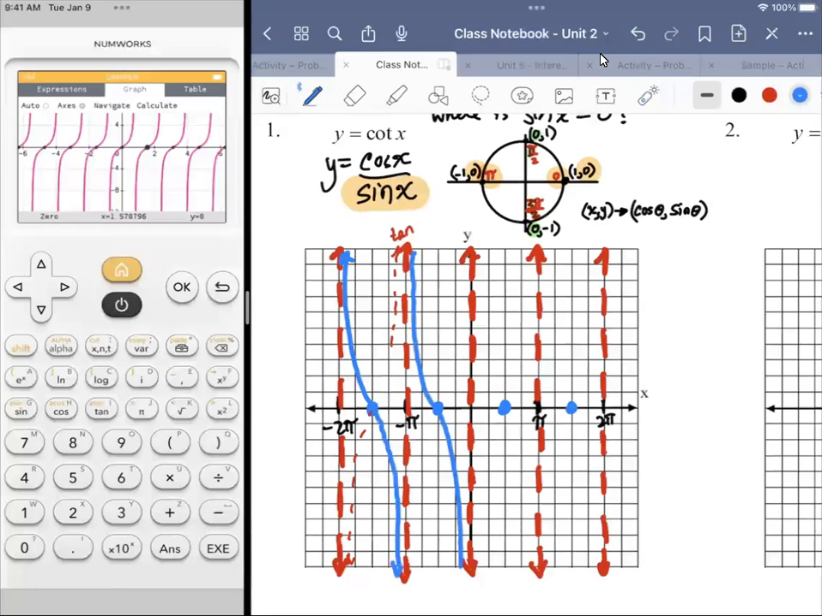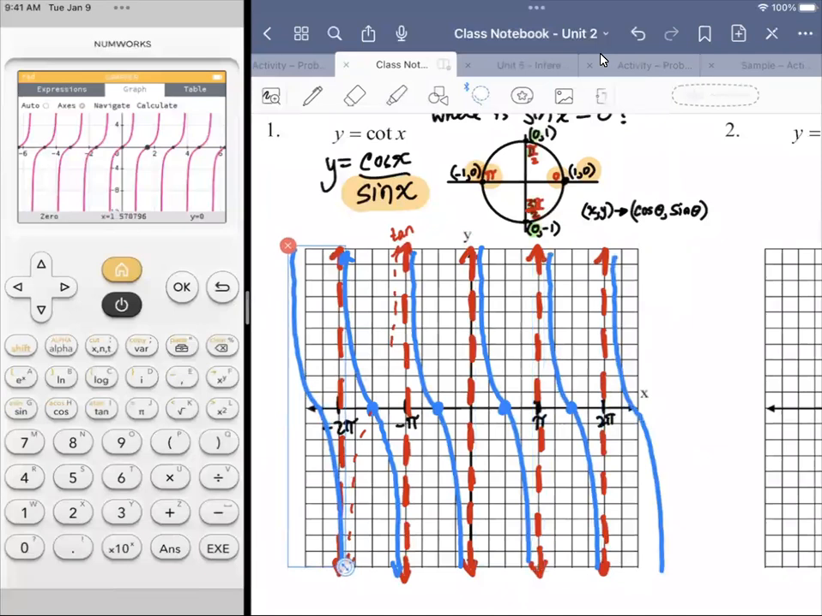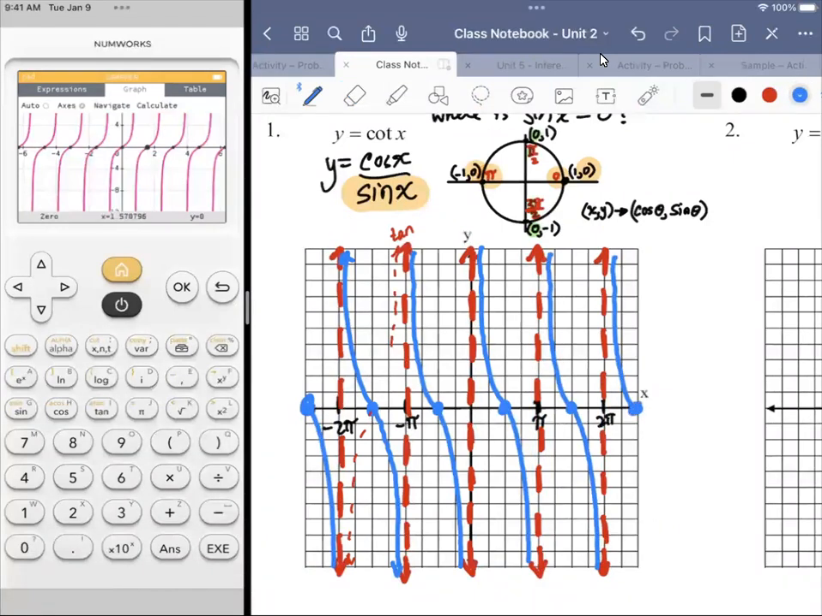So just like this. Copy, paste, paste, paste, and paste. All right, so just like with the tangent, part of it went off the grid. So I cap this one here. And I would end this one here. And I just get some arrowheads on it and we're good.